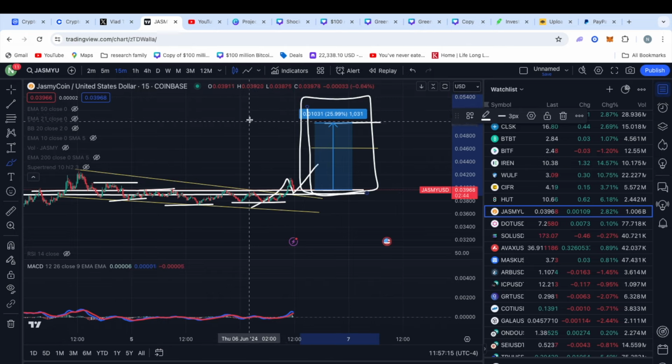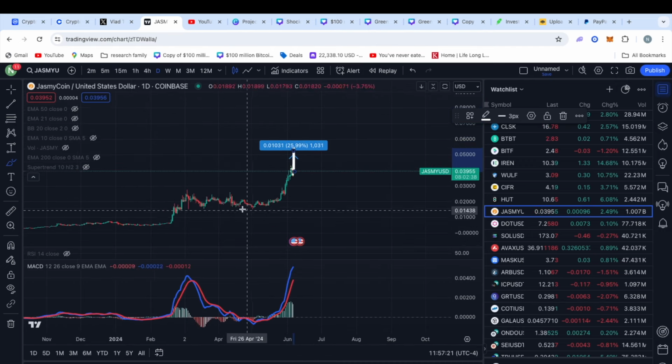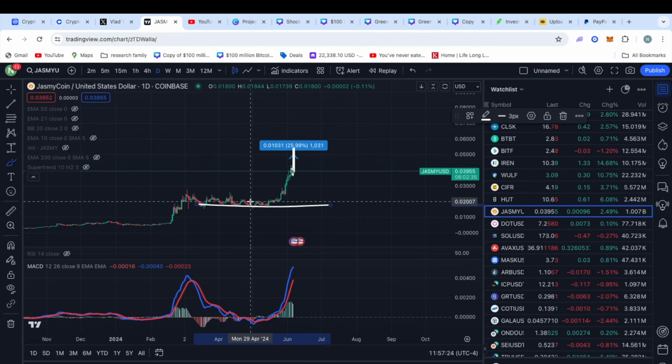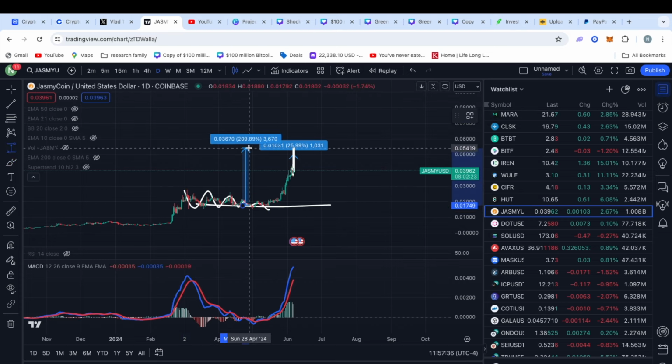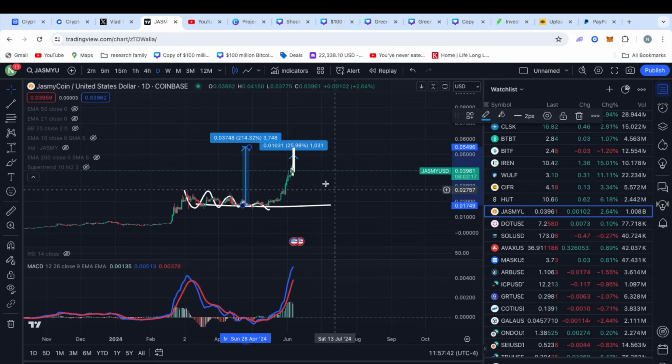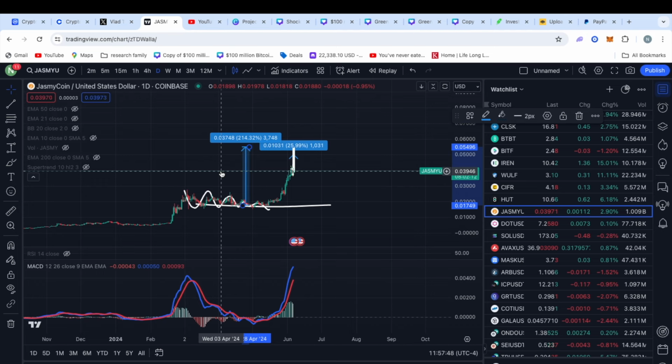And remember, we've been talking about 5 cents when Jasmy was right down here. We were talking about going to 5 cents after this pullback was over. And if you do a measurement, the entire move is over 200%. This is something that we spent a lot of days talking about. If you have been watching my Jasmy updates throughout this pullback, you know exactly what I'm talking about. I have been predicting this exact move.